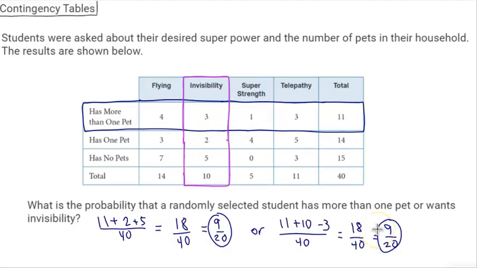And so when we want to find our answer, we can either take the total of the first row, which is 11, and then add in the boxes for the ones we need to include on top of that. So it'd be 11 plus 2 plus 5, which is 18 out of 40. Or we add the totals from the rows and columns that we want and subtract the box that got counted twice. So 11 plus 10 minus 3, which also gives us 18 out of 40. So either way, our answer is 9 out of 20.